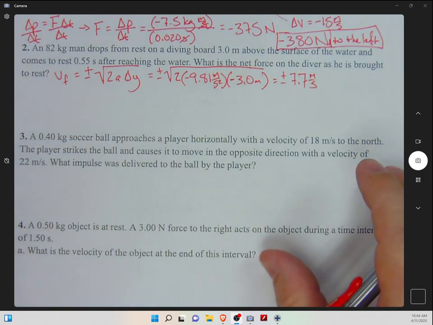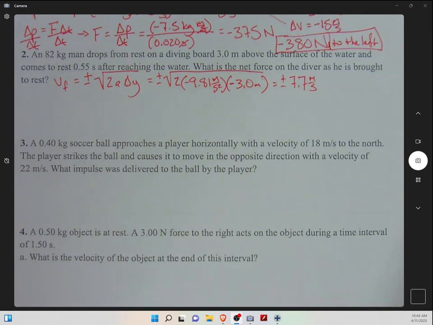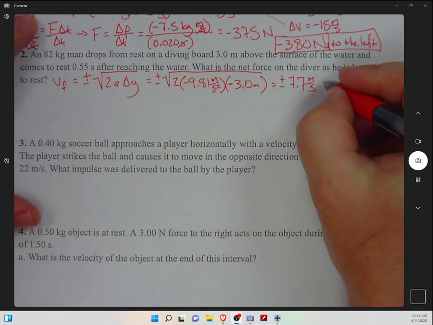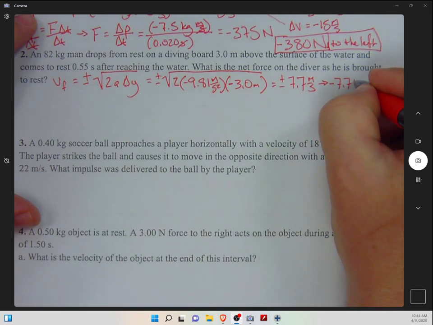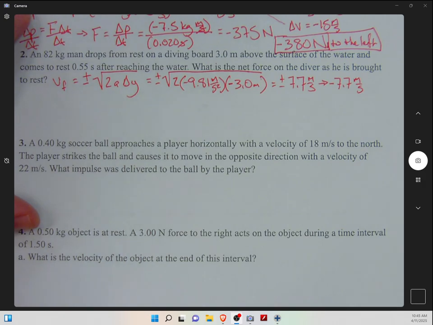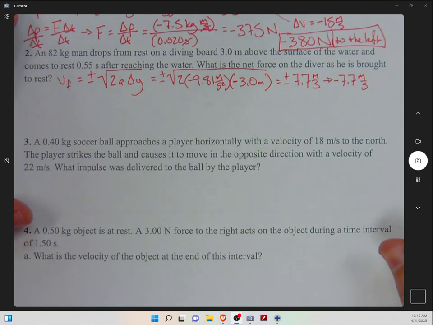So plus or minus, which one is it? That's important, right? Yes, it is. Remember, this man is diving off of a diving board. Which direction is he falling? Down. And so the direction of his velocity is going to be negative. Well done, logic.